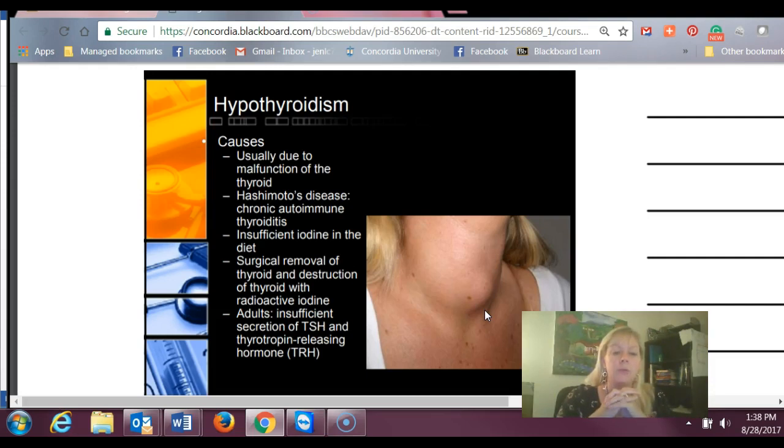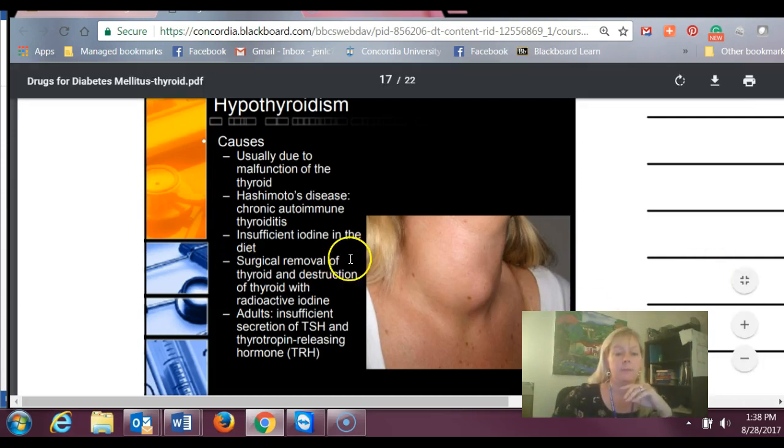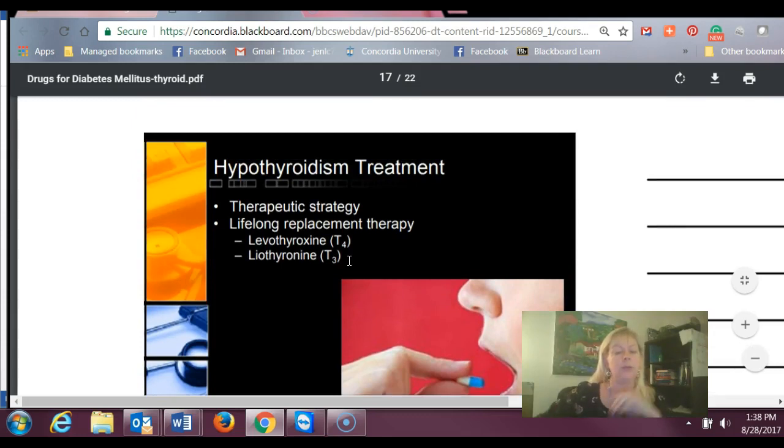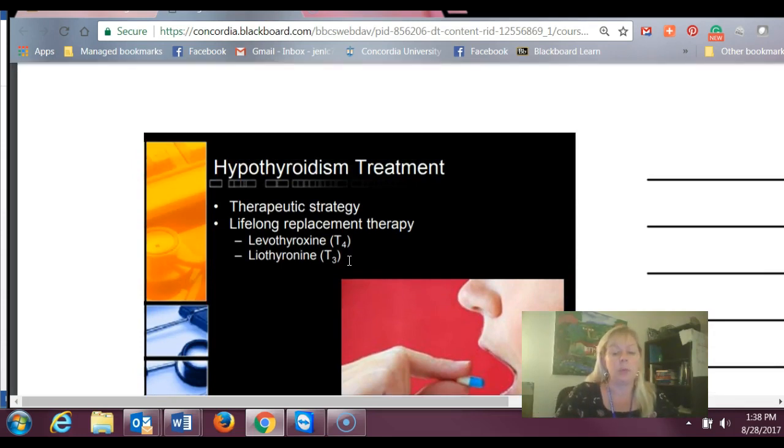In adults, it's insufficient secretion of TSH and TRH, which we talked about in the pathophysiology slide. All right. So how are we going to treat this? We're going to do replacement therapy. There's really not any lifestyle changes you can do other than treat symptoms that have already happened, such as weight gain. But as far as treating hypothyroidism, the treatment is lifelong replacement therapy.